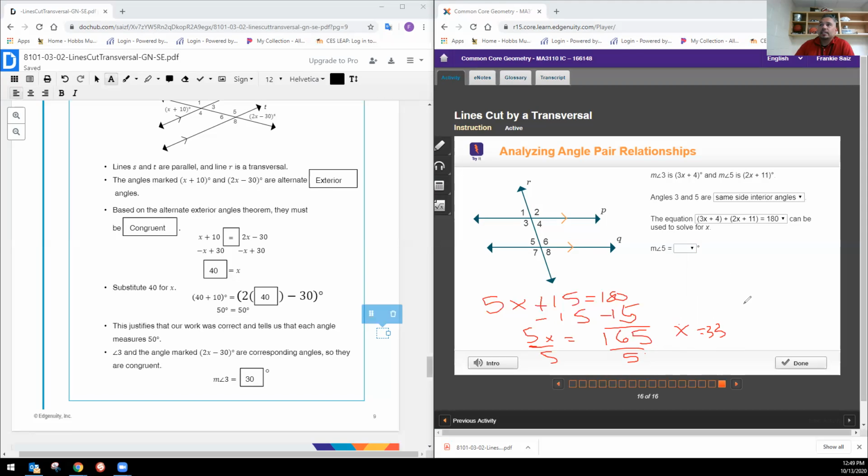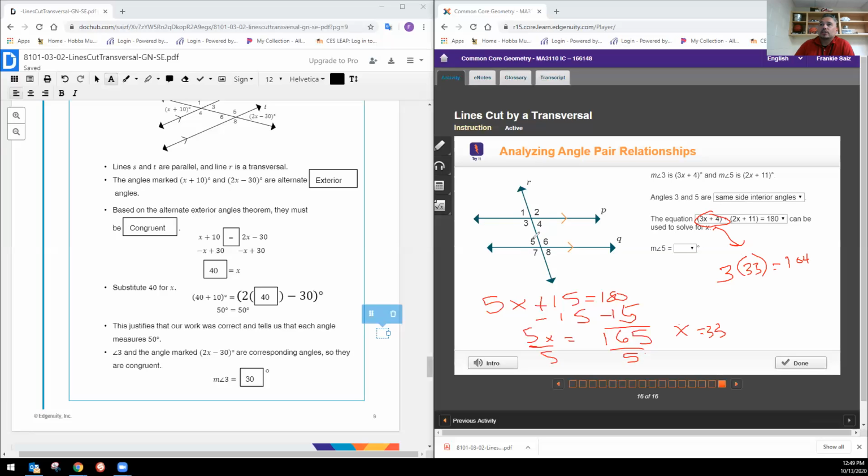Now we have to add in this 33 as the measurement. So now we have to do 3 times 33, which will equal 99, plus 4 is 104. That's the measurement for this one. I just used that right there. Okay, so we're looking for the measurement of angle 5.